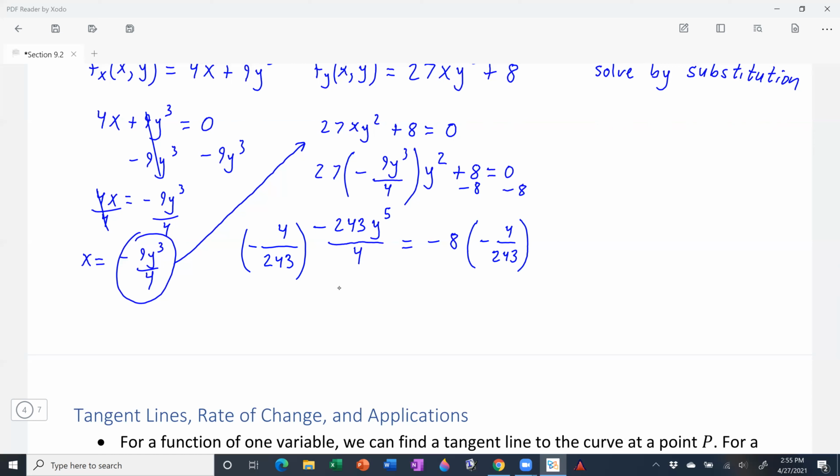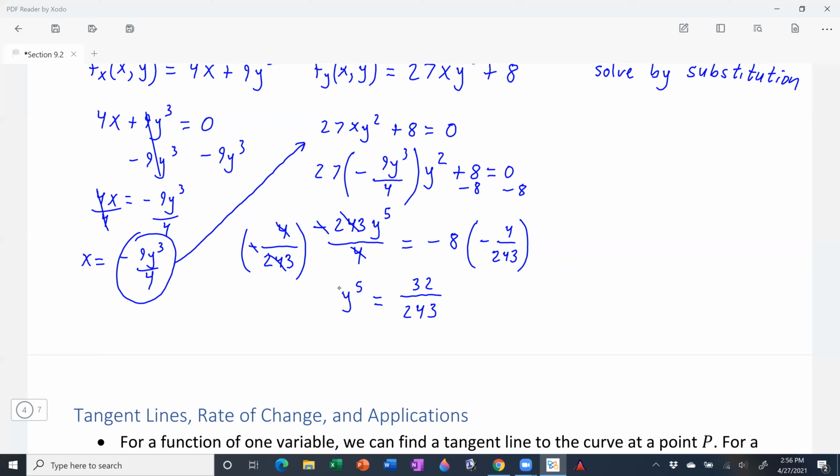Okay, so I'm multiplying both sides of the equation by the reciprocal, and that's just going to fully cancel everything, including the negatives there. And then we have y to the 5th power equals, okay, so what happens here? So negative times negative is positive, and then 8 times 4 is going to be 32 divided by 243.